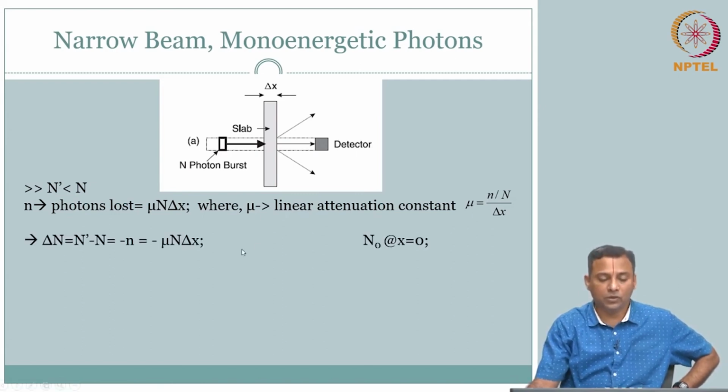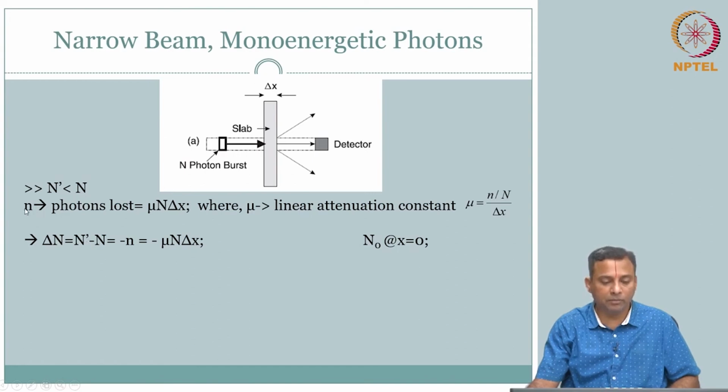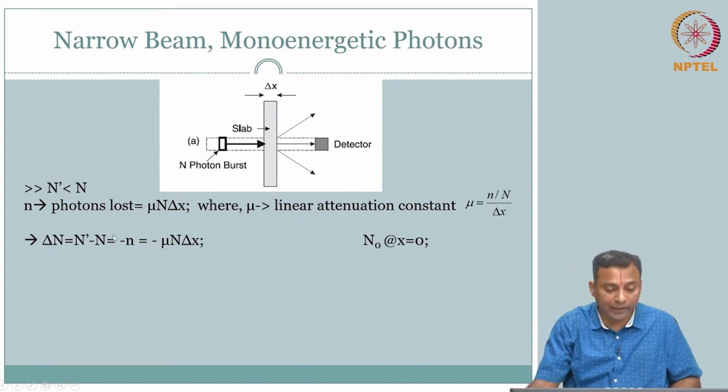Okay, so let us try to put that together. So delta N is n dash minus n. What is n dash minus n? N dash is the output, the number of photons hitting the detector. N is the number of photons that went in. So delta N, the number of photons that are lost, is n dash minus n, and since the output is less than the input, it has to be minus, and we know this is mu N delta x. So delta N, the number of photons that are lost, is equal to mu N delta x.